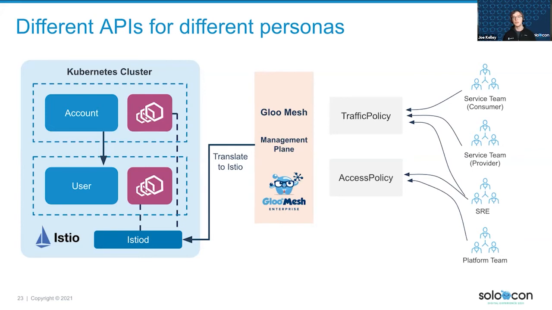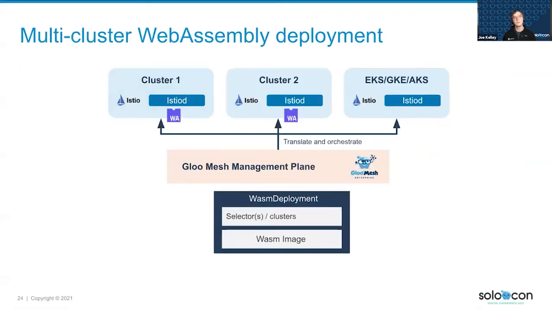Then a different administrator persona might be responsible for dictating which external services can access those services which are only exposed through book info. Another benefit that is provided via Gloo Mesh Enterprise is the ability to deploy WASM filters to Istio workloads across clusters.